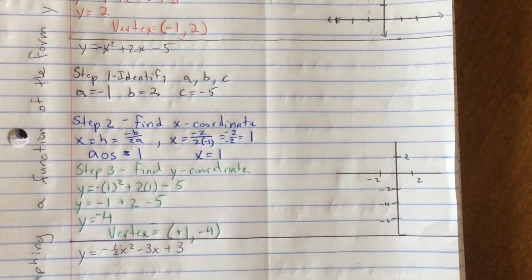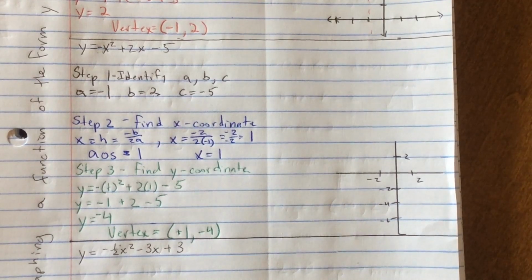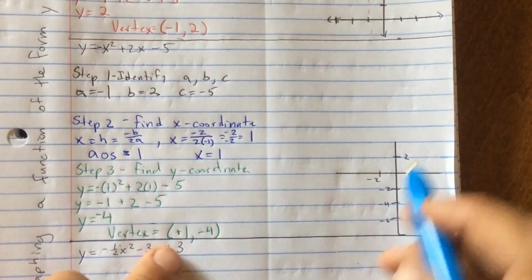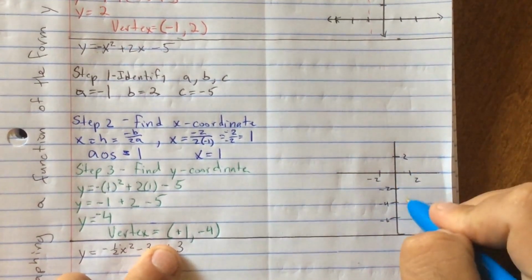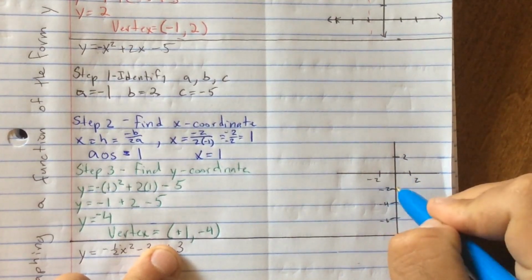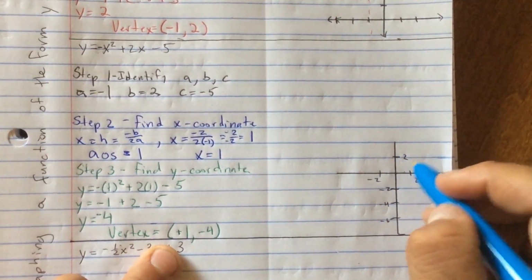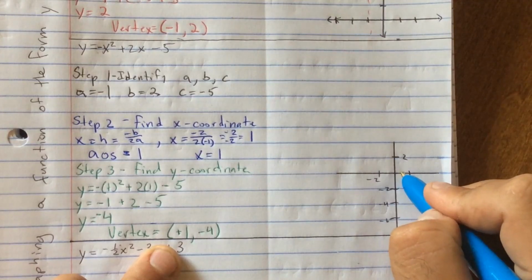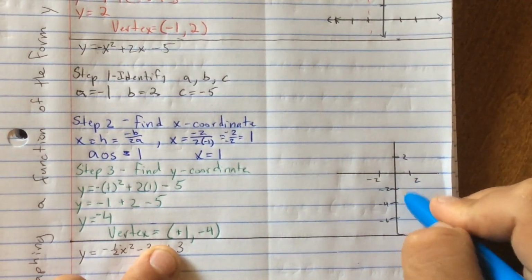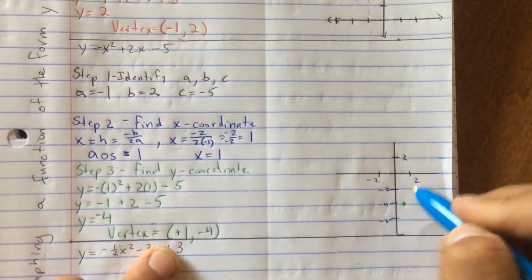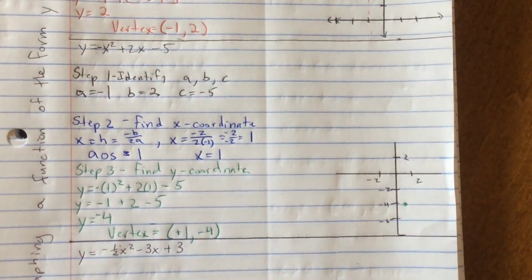Ooh, loud motorcycle. So let's go ahead and plot our vertex. So we have at positive 1, negative 4. I made these each by 2 because it was going to be a little bit more. So in between would be 1, and we go down to 4. And this is our vertex. This is our positive 1, negative 4.